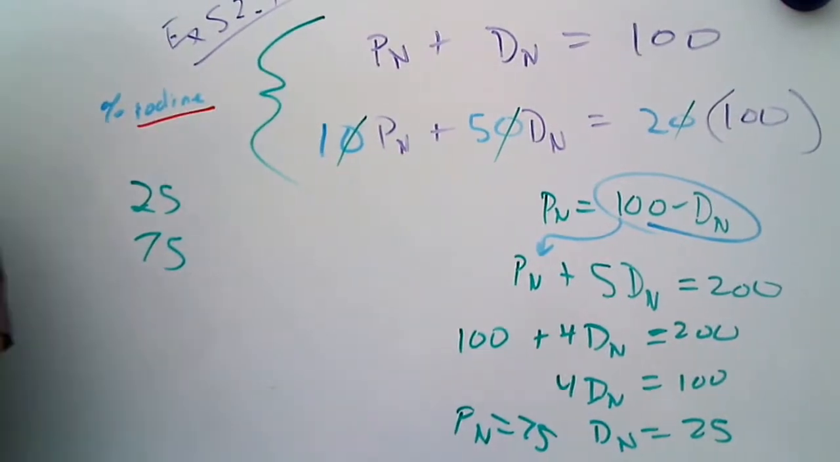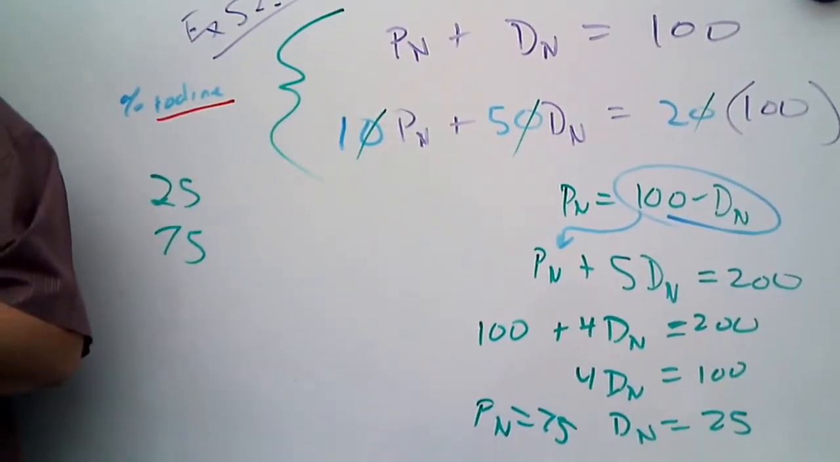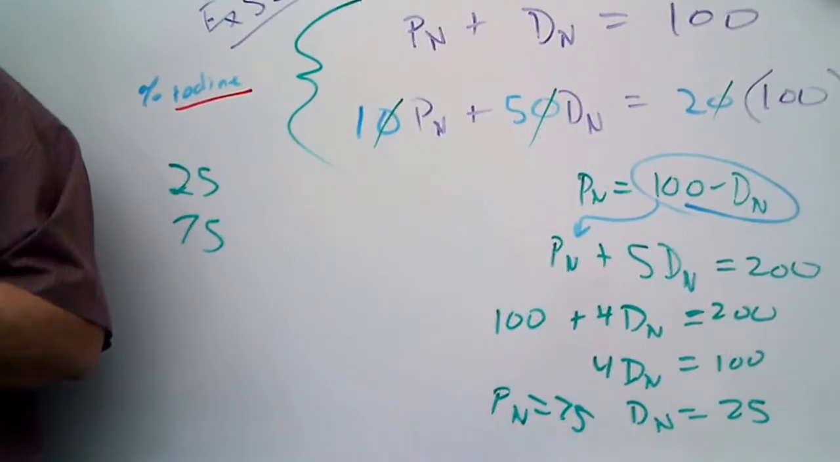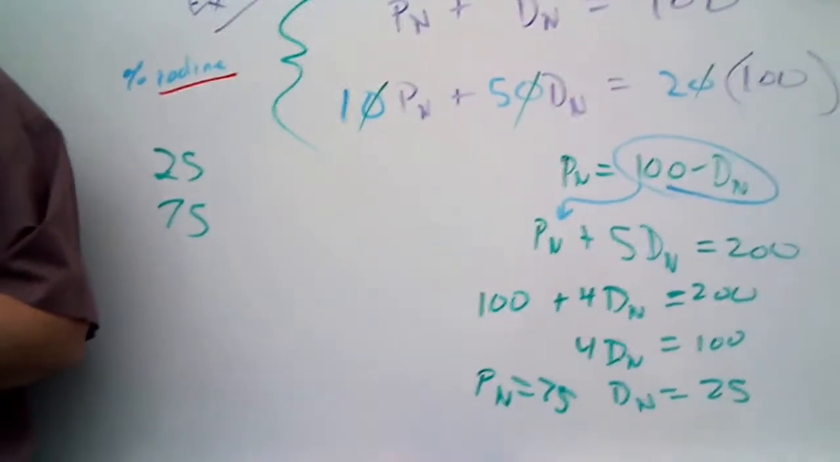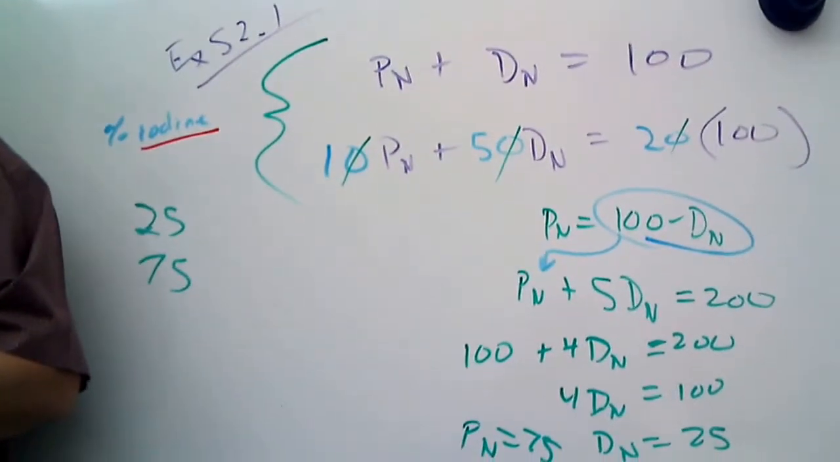So my answers are 25 and 75. Have I been clear in my answer now? No. Which one's which? Well, Patrick is 75 and Diana is 25.